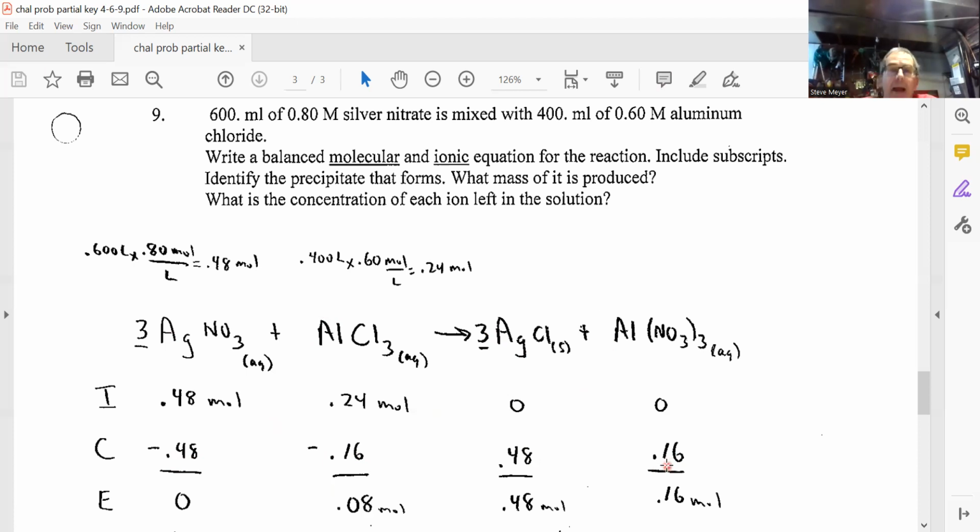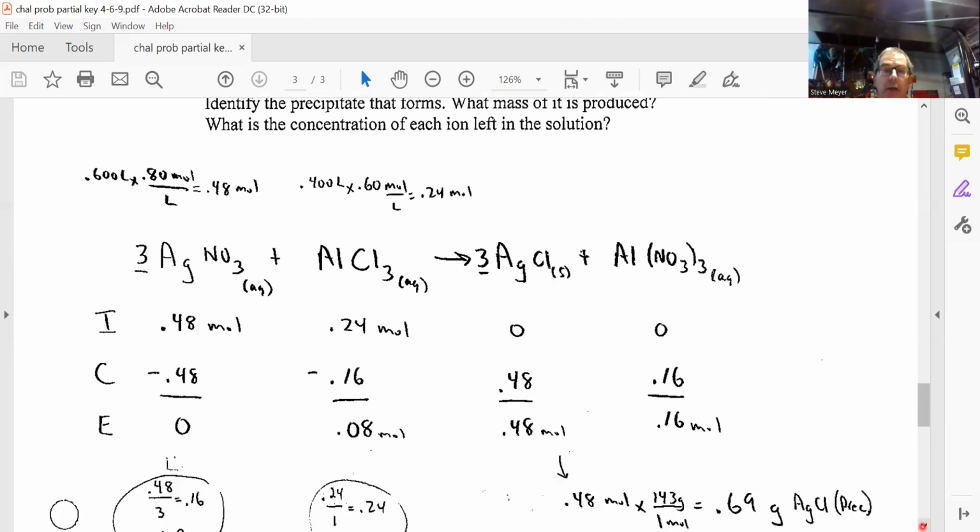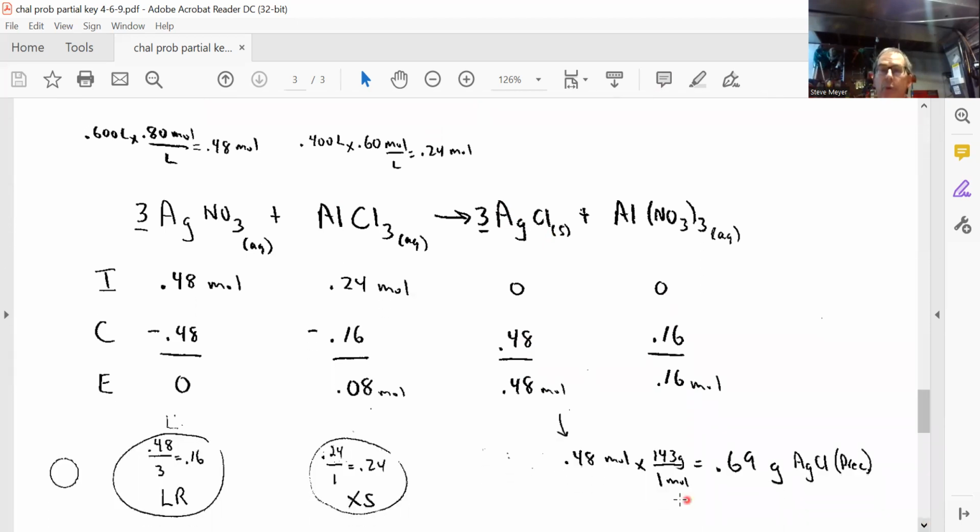So at the end, I have 0.08 moles of excess aluminum chloride, I have 0.48 moles of silver chloride, and I have 0.16 moles of aluminum nitrate. Okay, it says identify the precipitate, which would be the AgCl. What mass of it's produced? Oh, I know the moles, I can find the molar mass, and then just multiply those together. So that step is pretty straightforward. And I just take the 0.48 times 143, which is the molar mass, and I get 0.69 grams.